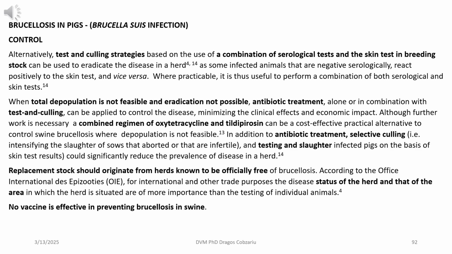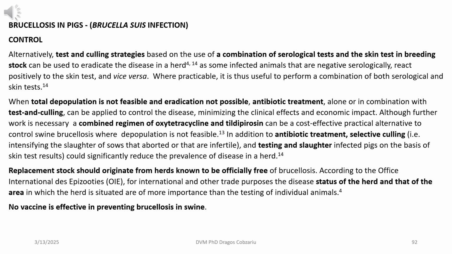Alternatively, test and culling strategies based on the use of a combination of serological tests and the skin test in breeding stock can be used to eradicate the disease in a herd, as some infected animals that are negative serologically react positively to the skin test, and vice versa. Where practicable, it is thus useful to perform a combination of both serological and skin tests. When total depopulation is not feasible and eradication not possible, antibiotic treatment, alone or in combination with test and culling, can be applied to control the disease, minimizing the clinical effects and economic impact.